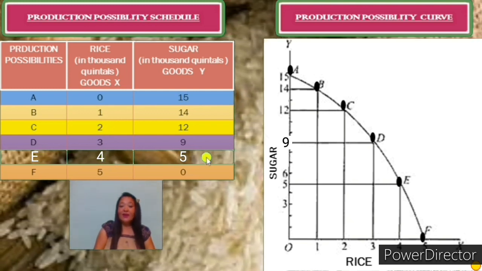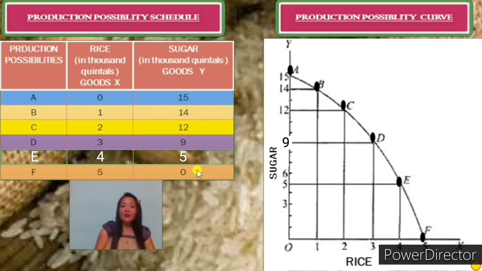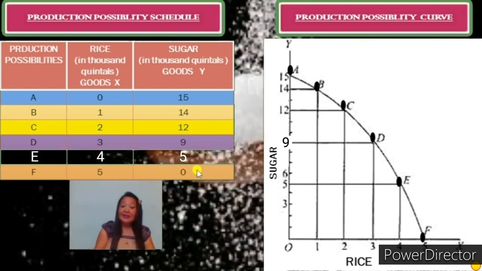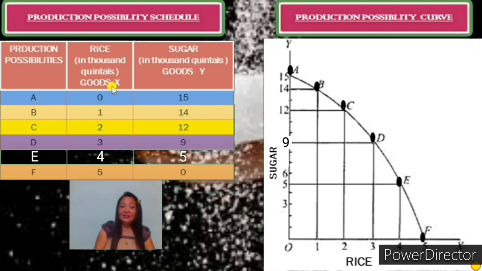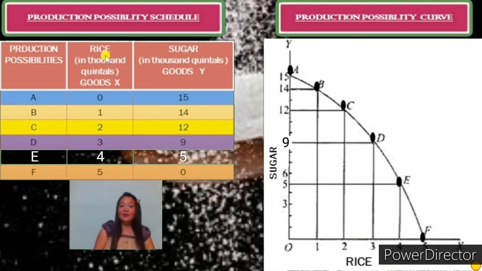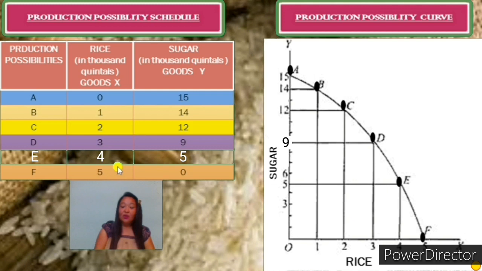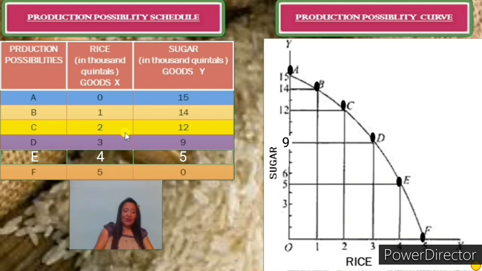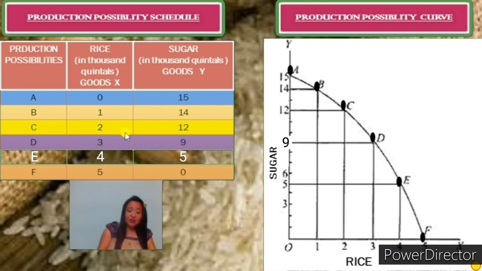Finally, if you do not want to produce any sugar, say the entire resources you allocate in the production of rice, then what happens? The production of sugar will be 0 and the production of rice will increase to 5 units. So what did we see here? What did we observe in this schedule then?